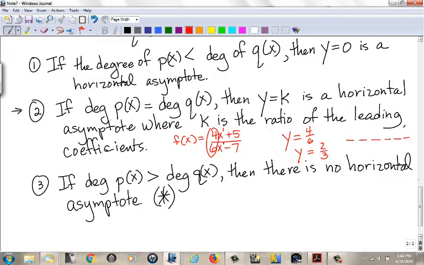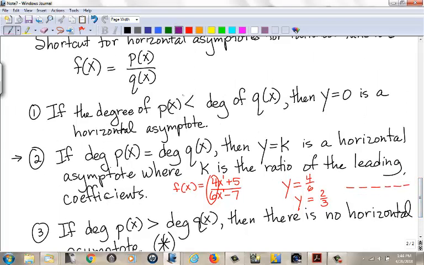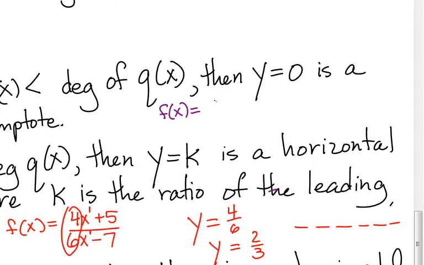Okay. If you go back up to number 1. If the degree is less on top, let's say I make up one and I do f of x equals 3x squared minus 9 over 7x to the 4th plus 5. The degree is less on top, so the asymptote is 0. Y equals 0 is your horizontal asymptote.